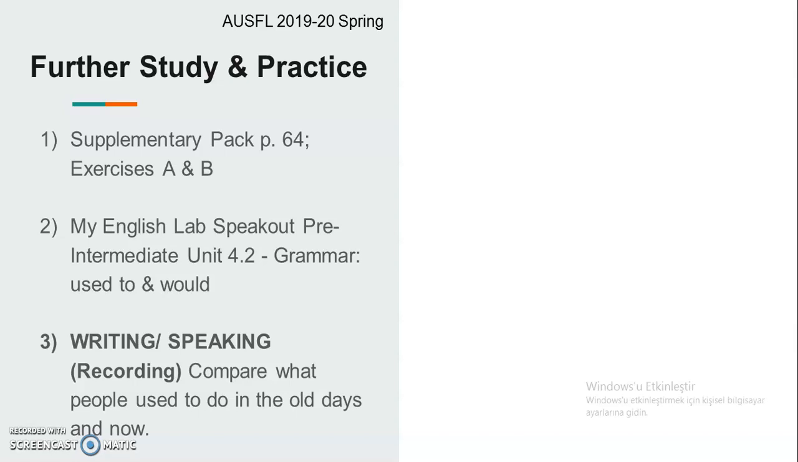For further study and practice, you can check your supplementary text, page 64, exercises A and B, and also you can do my English Lab Speak Out Intermediate Unit 4.2 Grammar, Used to and Would. And if you want to do writing or speaking activities on your own, please compare what people used to do in the old days and now.